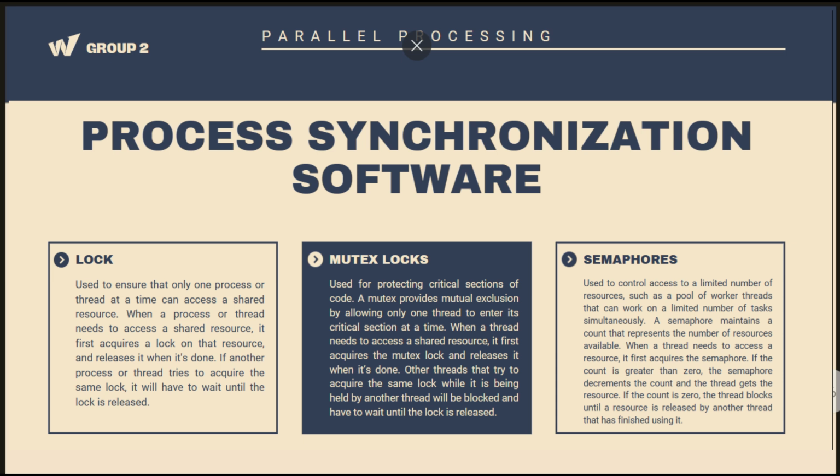Then the second one is the mutex lock, used for protecting critical sections of code. A mutex provides mutual exclusion by allowing only one thread to enter its critical section at a time. When a thread needs to access a shared resource, it first acquires the mutex lock and releases it when it's done.